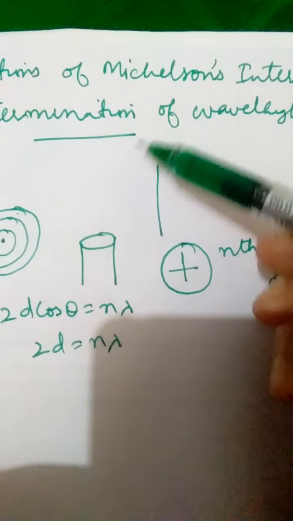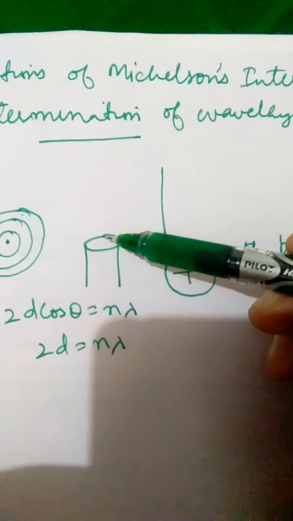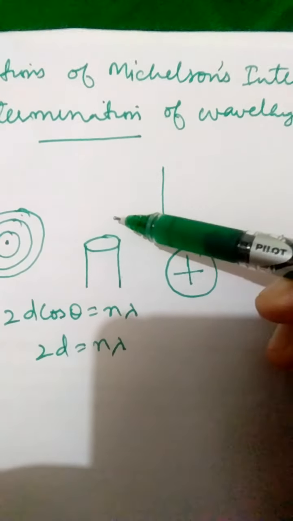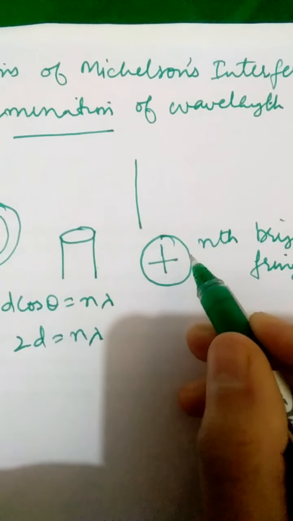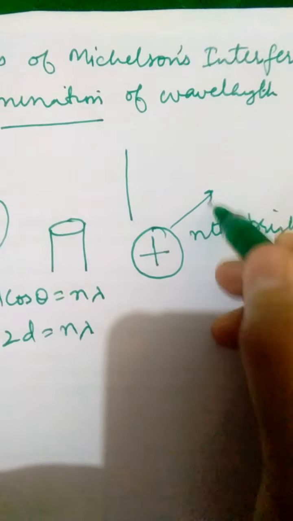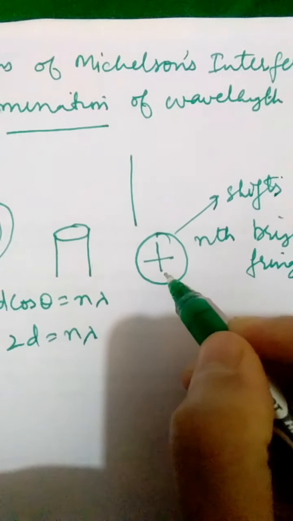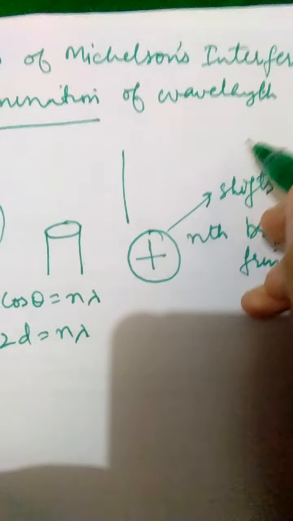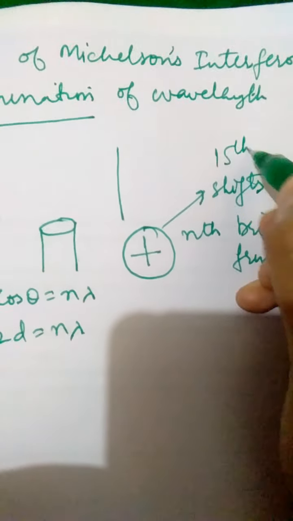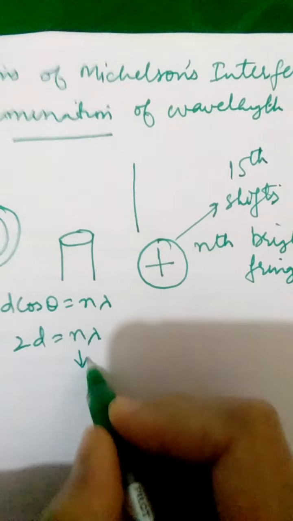Now, once you move this mirror M2 slightly towards or away from the telescope, you see that the fringe that you had chosen initially shifts to a next position. Initially it was at a central position. Now suppose it has shifted to 5th position, 10th position, 15th position, anything. So n is 15 or n is 10. So what is n? n is the order of the fringe.